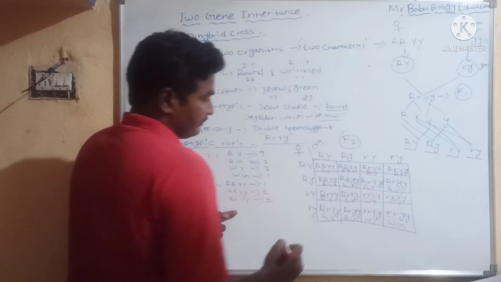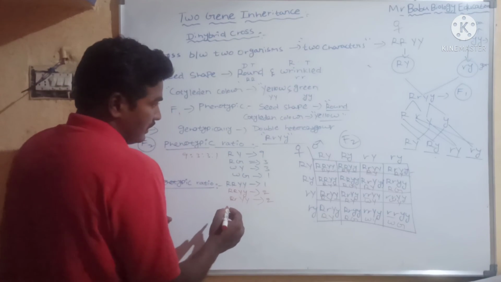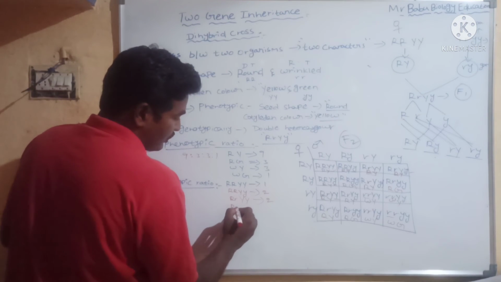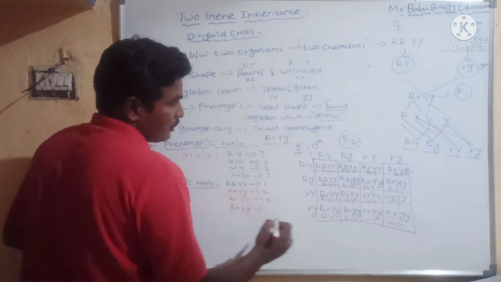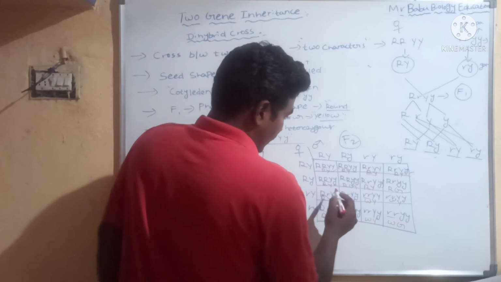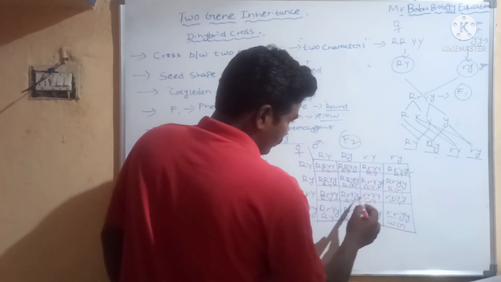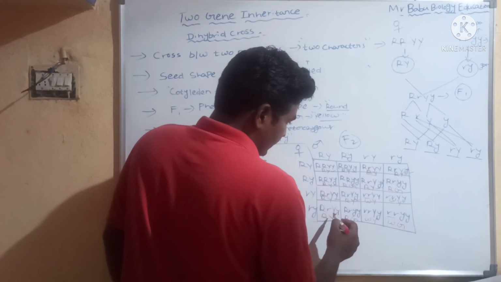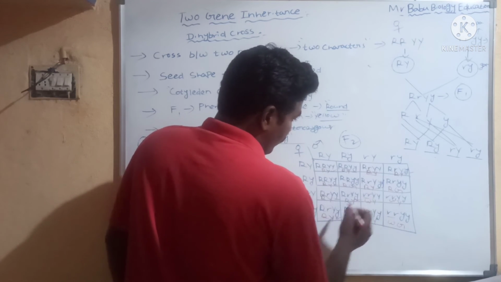Now next one. This one, double heterozygous. Capital R, small r, capital Y, small y. So this is 1 and next one, this is 2 and this is 3. This is 4. Total how many? 4.